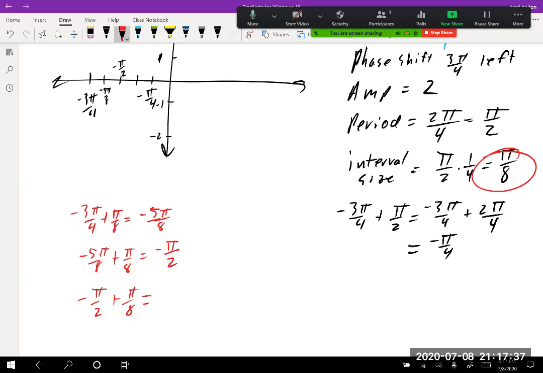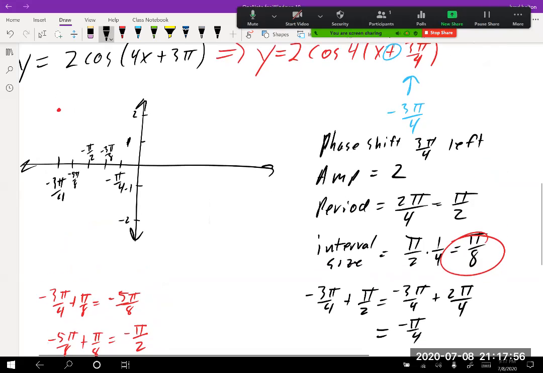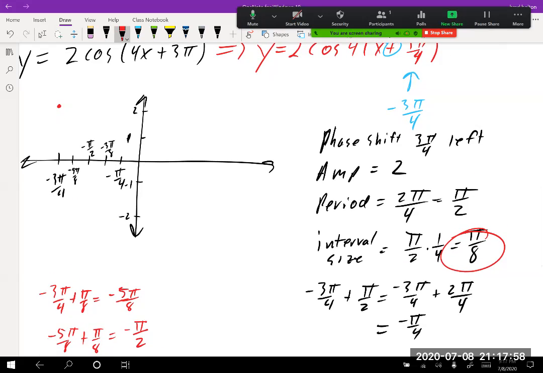That'd be 4, so it'd be negative 3. Oops, negative 3 pi over 8. So this is negative 3 pi over 8. And then if you add another one to that, you get 2 pi over 8, which is pi fourths. So before I do anything, I know how the cosine function behaves. It's going to go here, then here, then here, then here. And that's my graph.